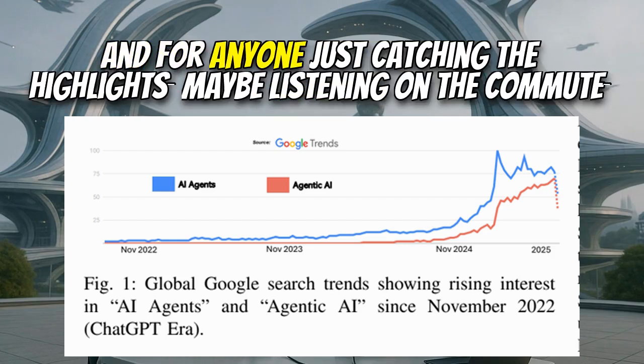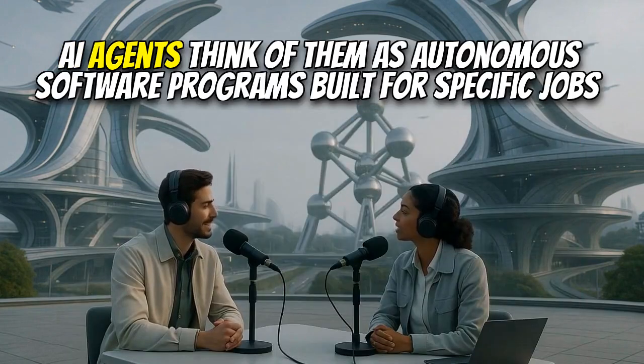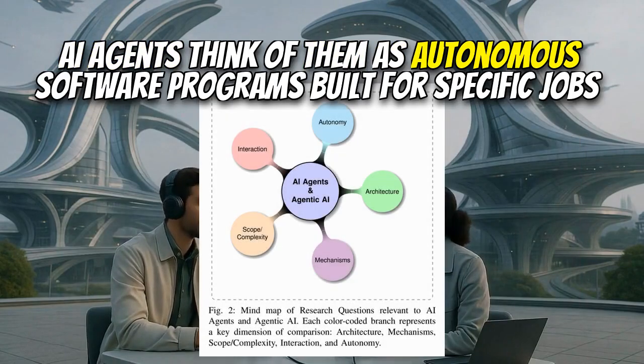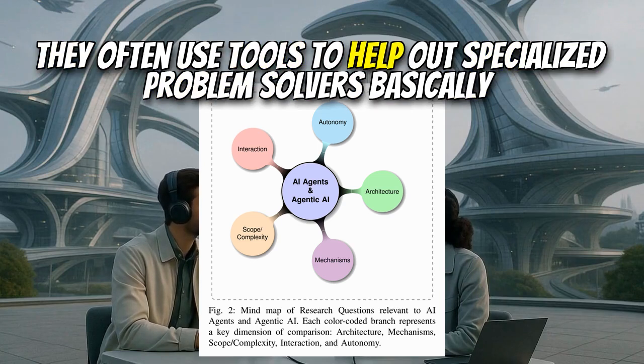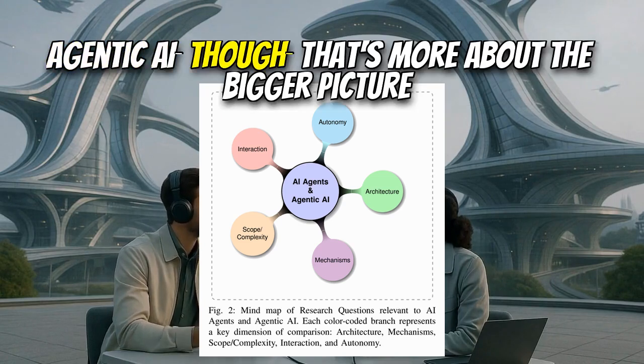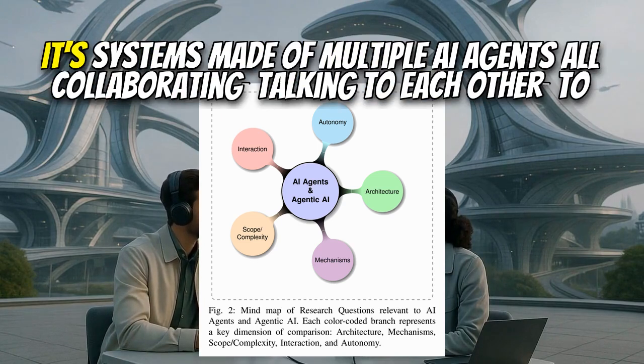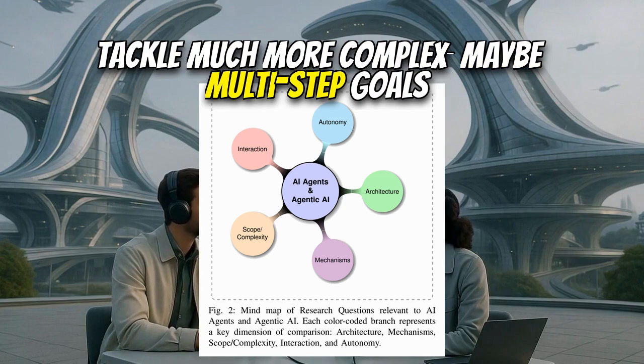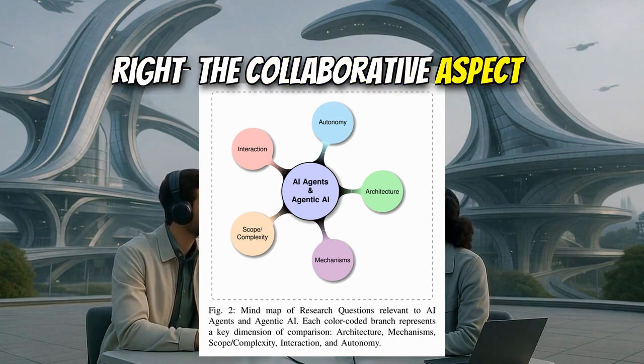And for anyone just catching the highlights, maybe listening on the commute, here's the quick version. AI agents, think of them as autonomous software programs built for specific jobs. They often use tools to help out. Specialized problem solvers, basically. Okay. Agentic AI, though, that's more about the bigger picture. It's systems made of multiple AI agents all collaborating, talking to each other to tackle much more complex, maybe multi-step goals. Right, the collaborative aspect.